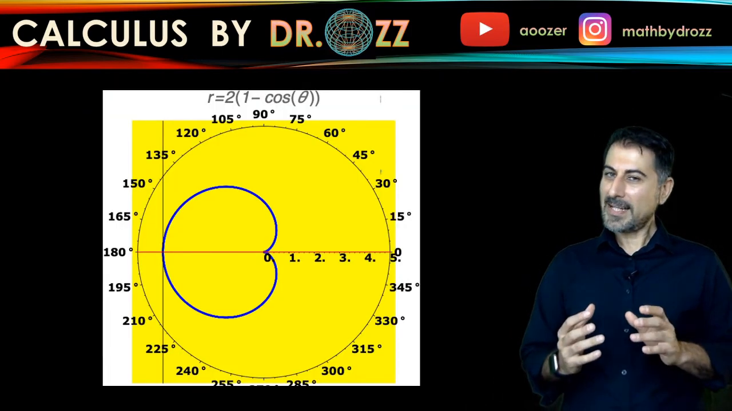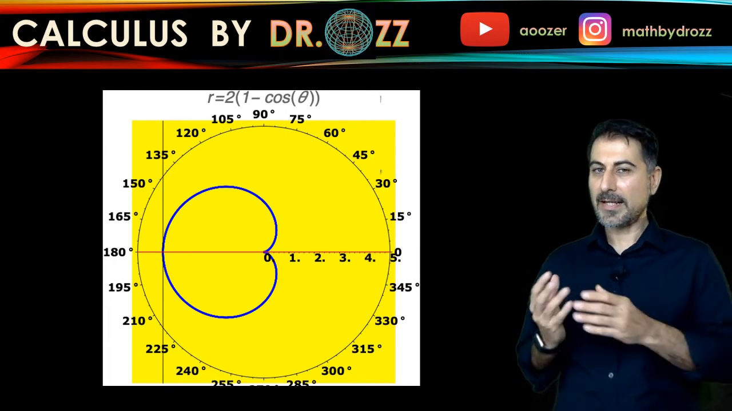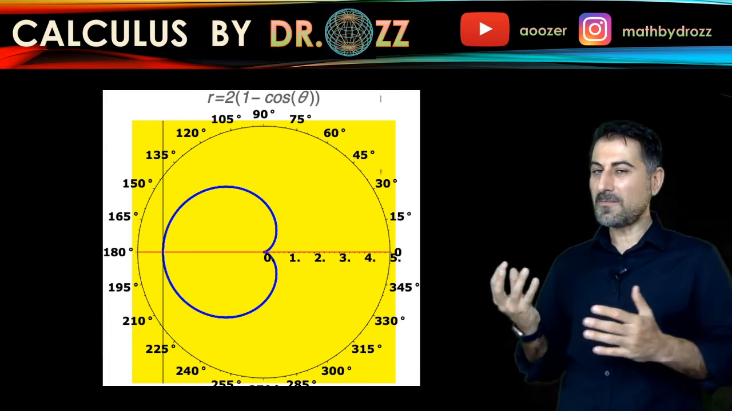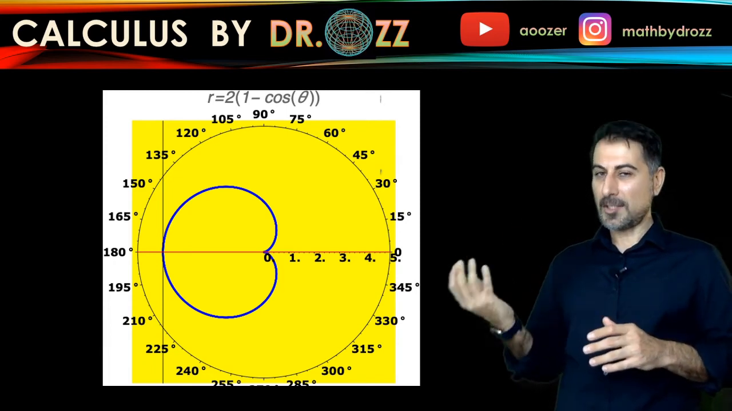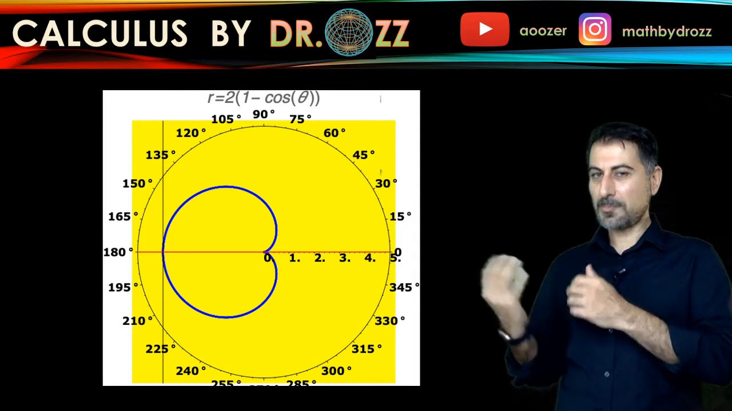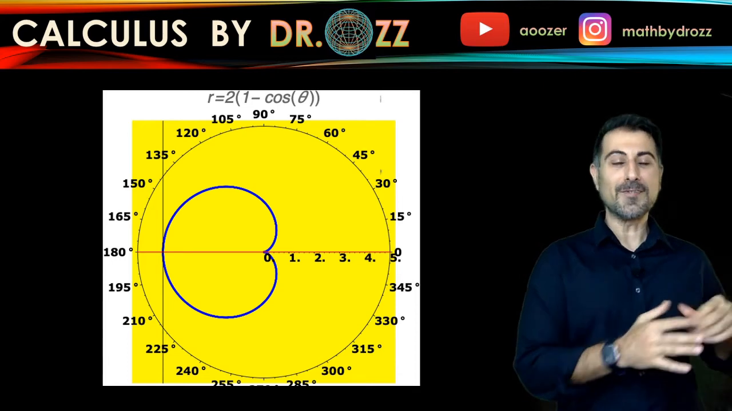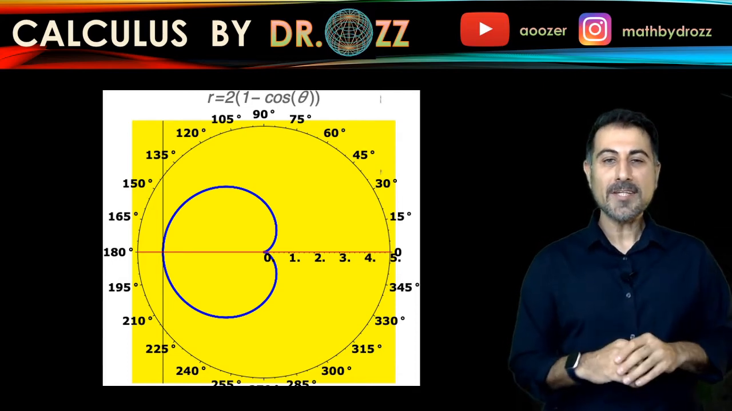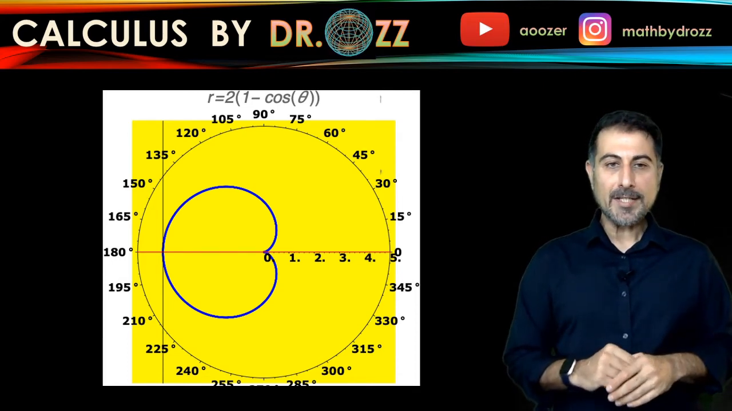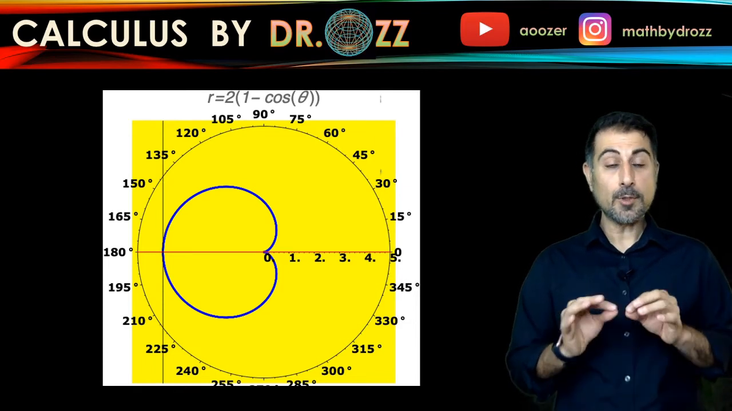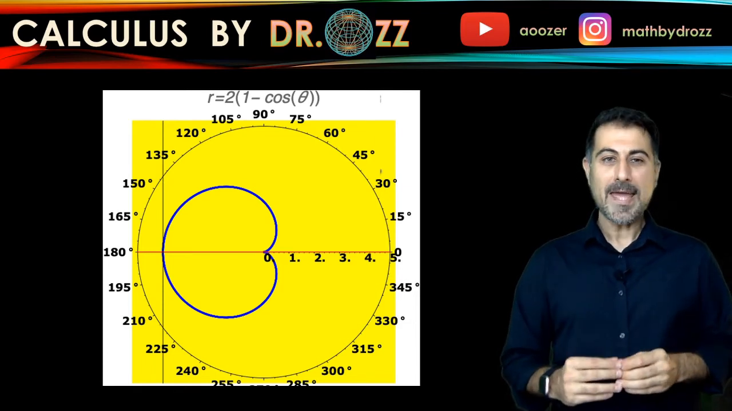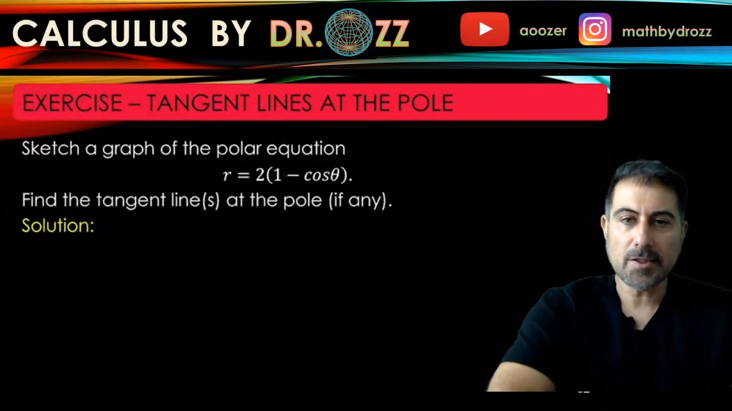To give you a heads up, this is a cardioid, and we're looking for the tangent line at the pole. This picture hopefully gives you some idea about what to expect for the rest of the video. Please have your graphing calculator ready and put it in polar form, and let's get started.